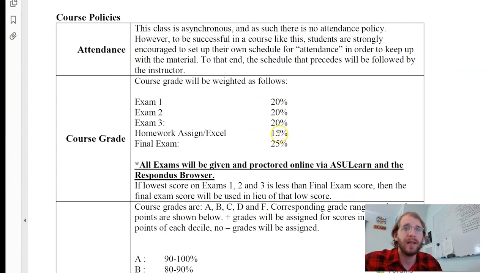The Excel assignment is a big deal because I want everybody to get at least some experience in Excel, so it's worth as much as the rest of the homeworks combined.